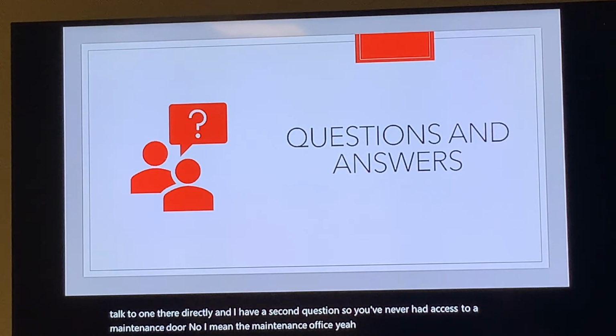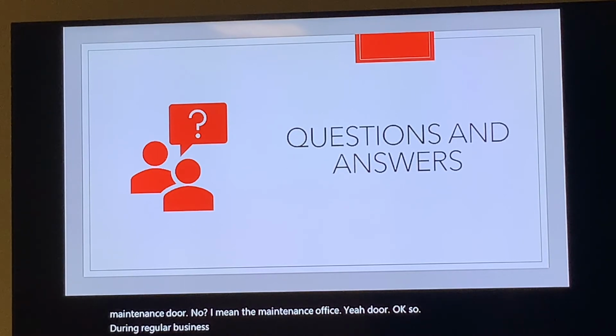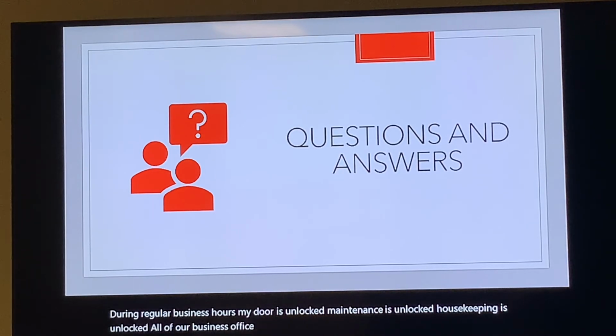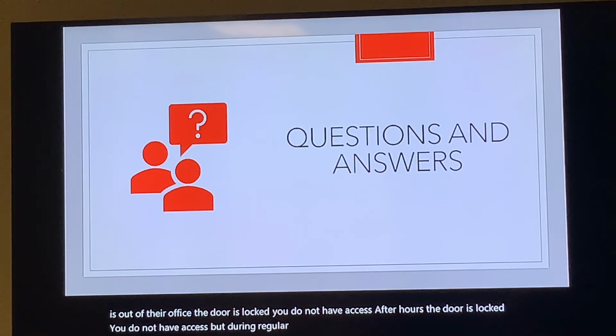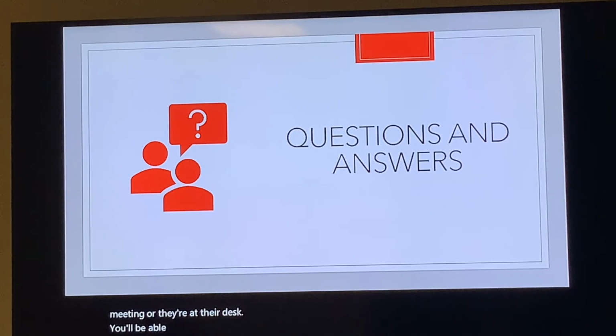Okay, so during regular business hours, my door is unlocked, maintenance is unlocked, housekeeping is unlocked. All of our business office doors are unlocked during regular business hours. If someone is out of their office, the door is locked, you do not have access. After hours, the door is locked, you do not have access. But during regular business hours, if they're not in a meeting or they're at their desk, you'll be able to get in.